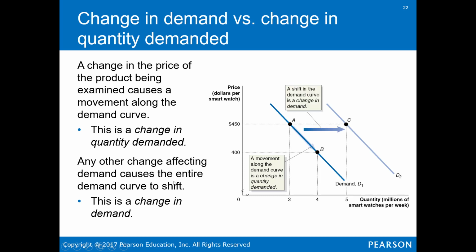Another change affects demand: the demand itself is changed. So if the demand is changed, a shift, we go from point A to point C. And that's actually a change in demand, not movement along the same curve.